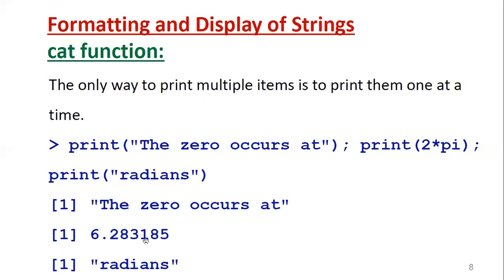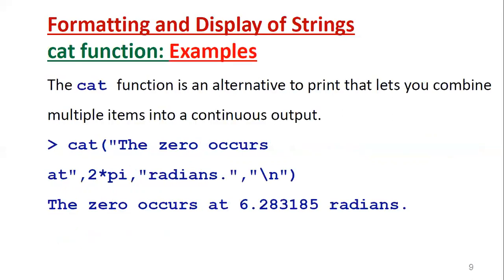That is 6.283185. Then the third statement is radians, so it displays the string as it is. So this is the way of printing multiple items by repeating the same print command. But by using the cat function, all these three can be combined and printed in a single line. Now you can see the same example using the cat function.